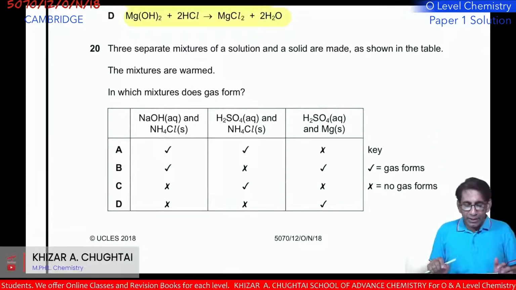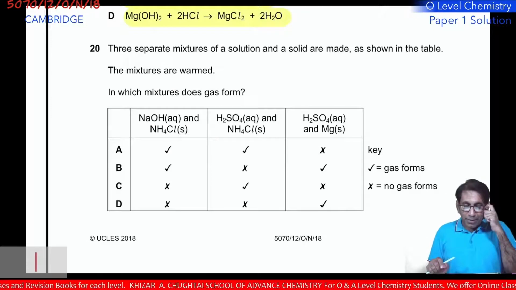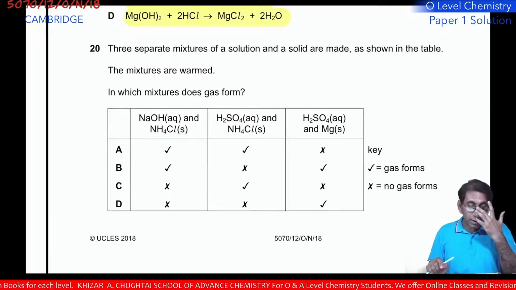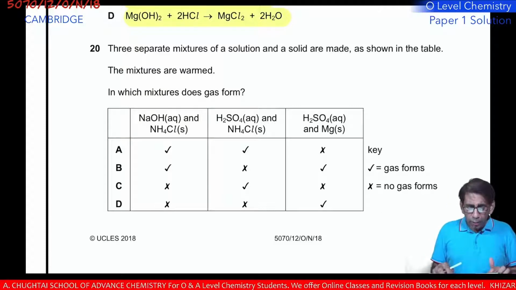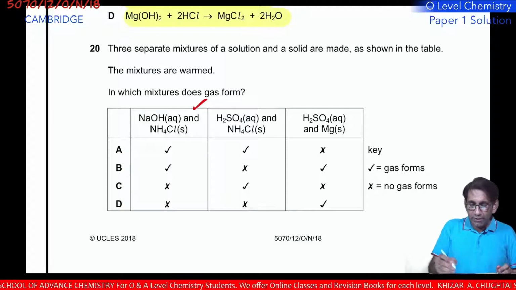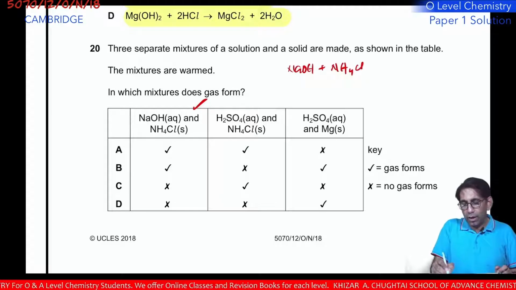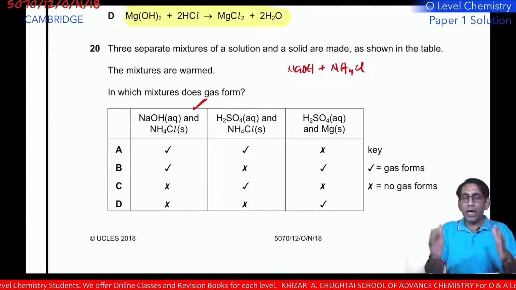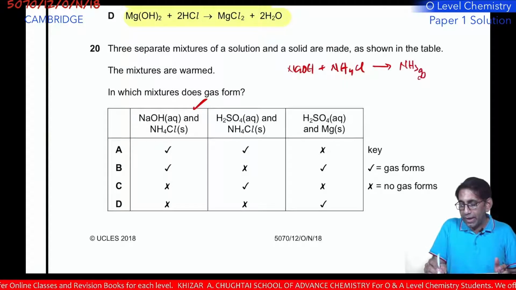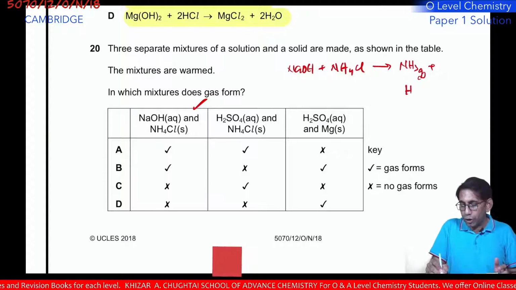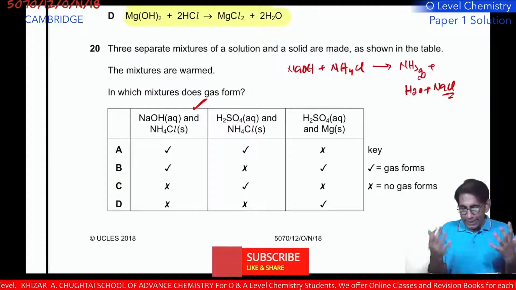Question number 20. Three separate mixtures of a solution and a solid are made as shown in the table. The mixtures are formed. In which mixture does gas form? Ammonium chloride and NaOH, yes, they will meet together. This is a famous reaction. When an ammonium salt, any sort of ammonium compound, is heated with any base, it will make NH3, that is the gas, plus H2O, plus a salt, and in this case it will be NaCl. So the first one is the correct one.